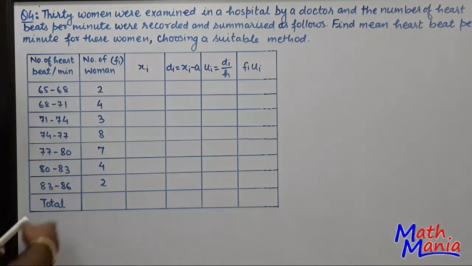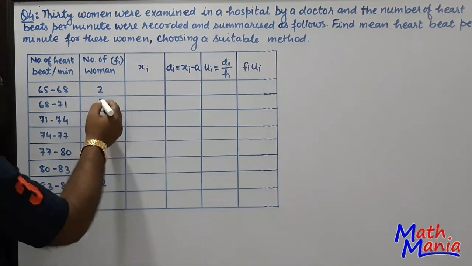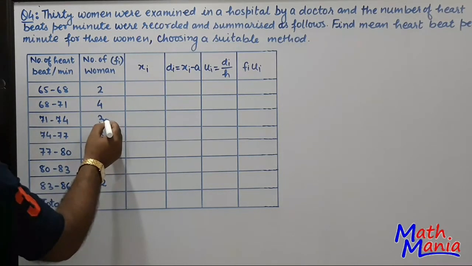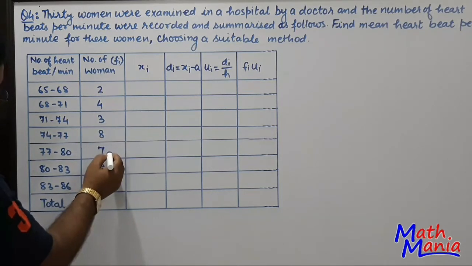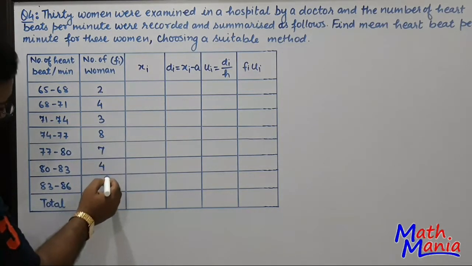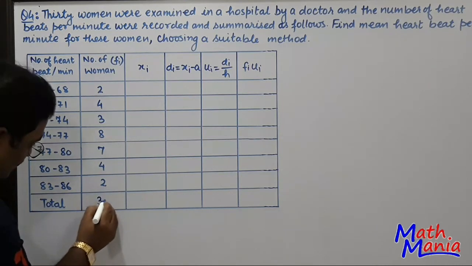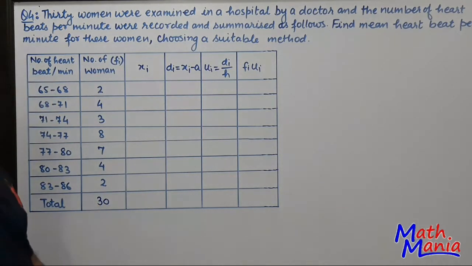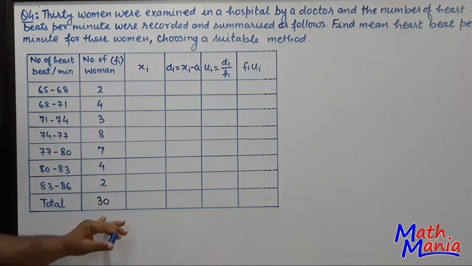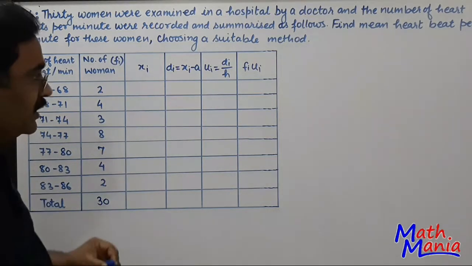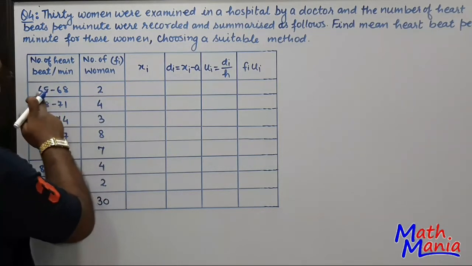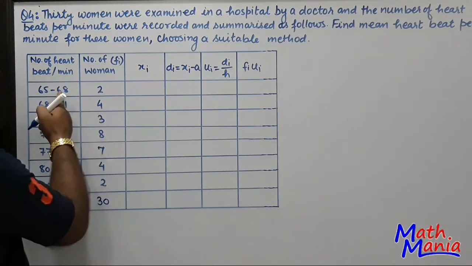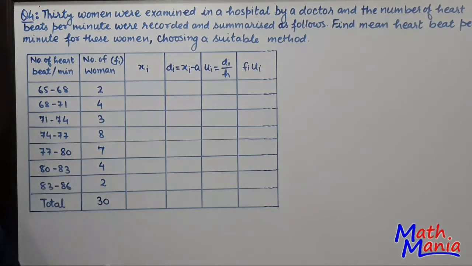So let's see the sum of this column, number of women fi. 4 plus 2, 2 plus 4 is 6, plus 3 is 9, plus 8 is 17, plus 7 is 24, plus 4 is 28, plus 2 is 30. So the total number of women means sigma fi is equal to 30. Afterwards find the value of xi, which is the midpoint. Xi is upper class limit plus lower class limit divided by 2.